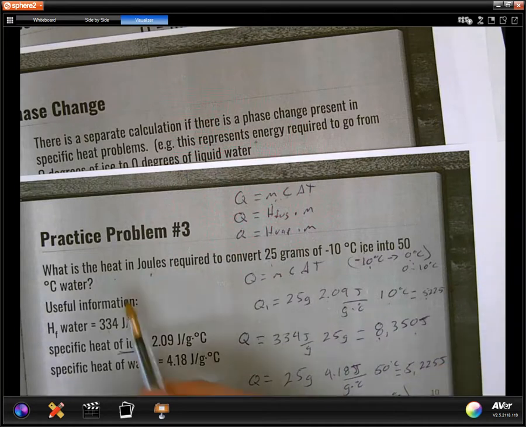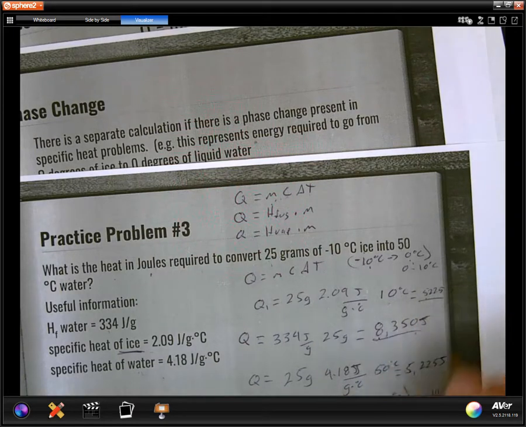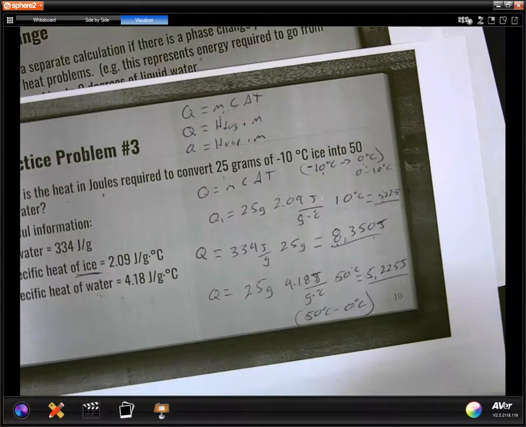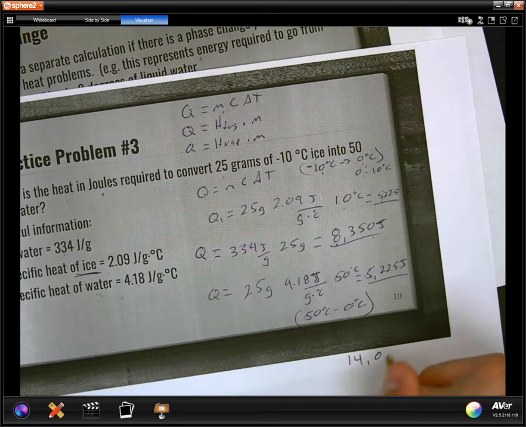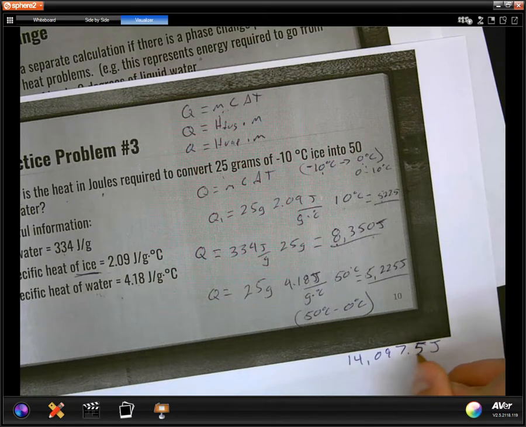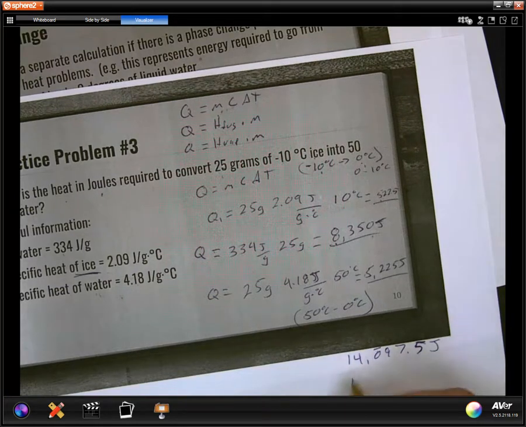So to get my final answer here, to find the total amount of energy to do all of this, I have to add these up together. And when you add them up together, you get a final value of 14,097.5 joules. You notice I am kind of ignoring sig figs here just because I don't want to focus on that while we're getting started. But if you were concerned about sig figs, you would round at that point right here.